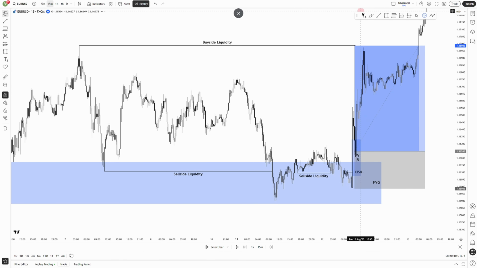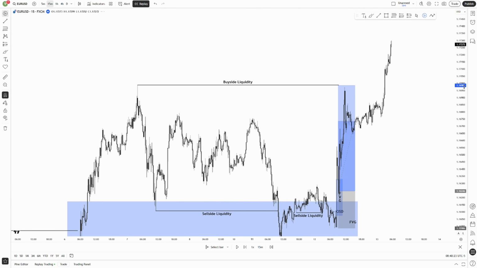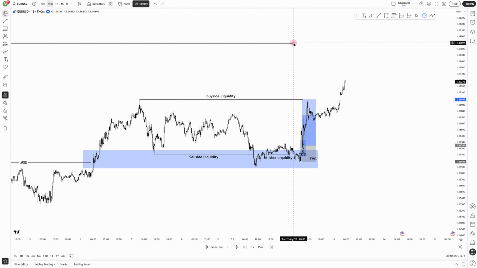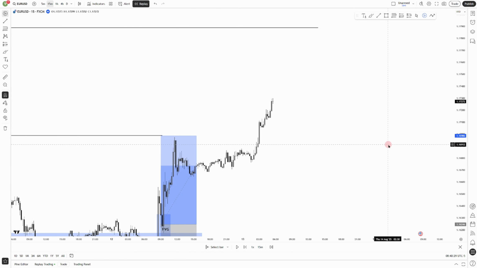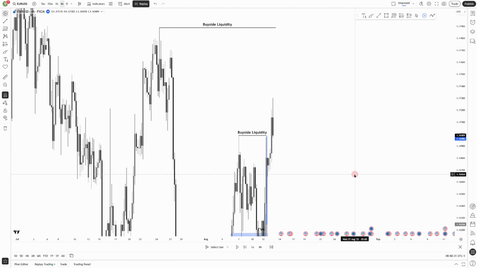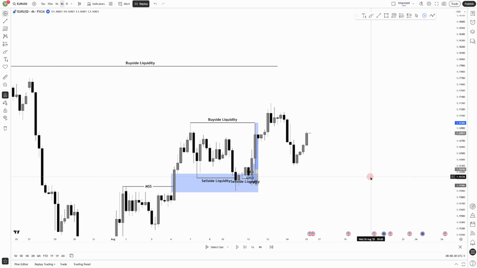So let's clarify it. We had our draw on liquidity here, and we had our sell-side liquidity swept from where we were expecting the price to move towards our draw on liquidity. Then we entered with confirmation and hit our target. This is exactly what I am trying to explain. You can have a bullish bias on a higher time frame, but your draw on liquidity can be the recent high or low on a lower time frame. You don't have to target or trade the entire range.